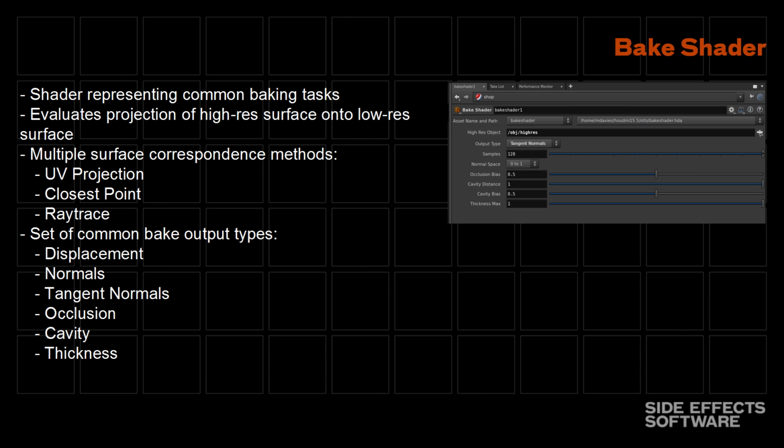So to help facilitate baking in Houdini, especially of surface details as we talked about, we have a bake shader, which represents common baking tasks. The shader deals with evaluating the projection between the high-res surface and the low-res surface, so the cage and then the high-res detail surface you're working with. We're looking towards multiple surface correspondence methods.